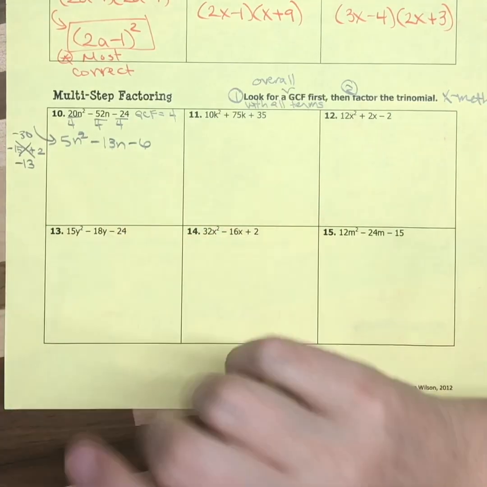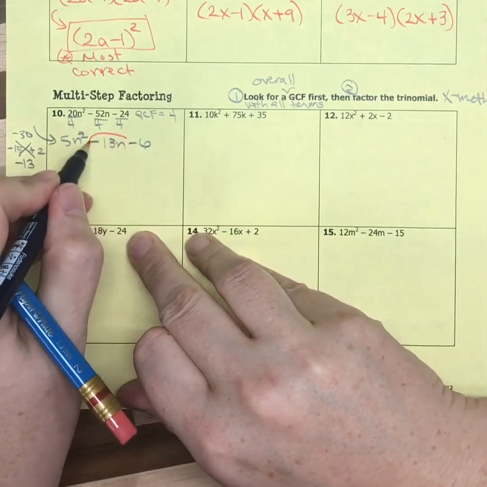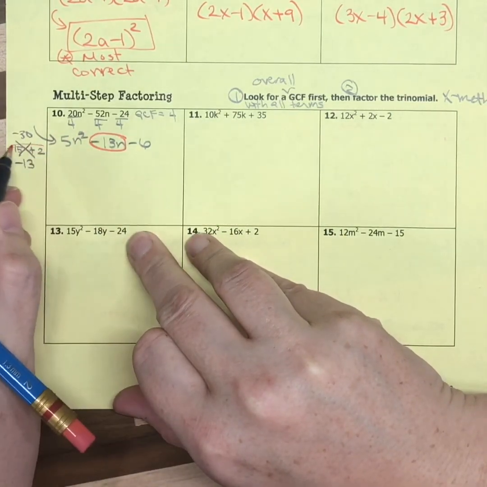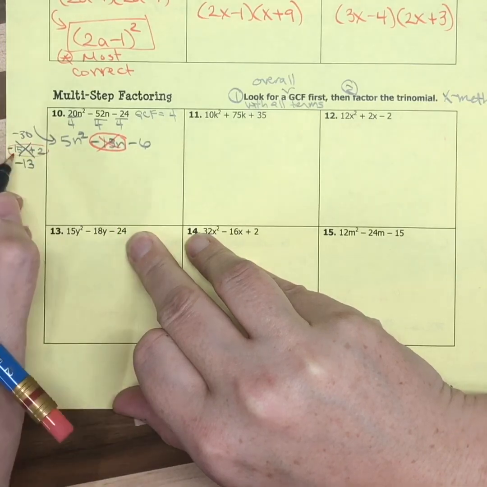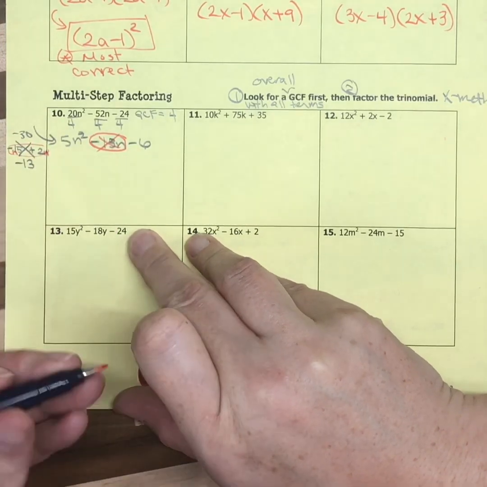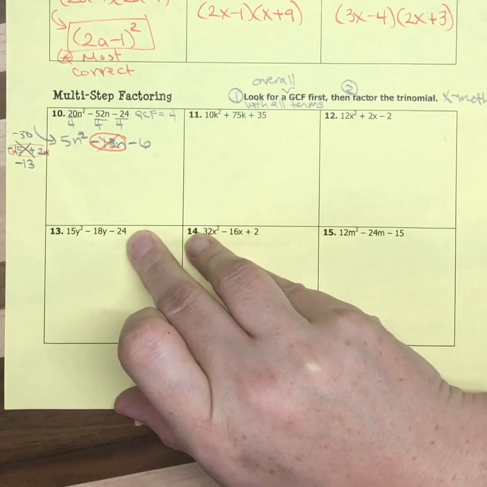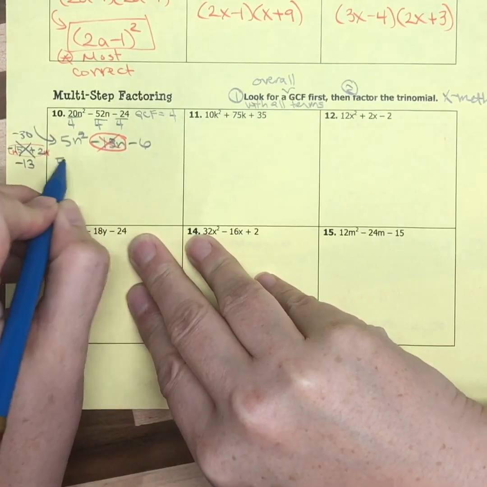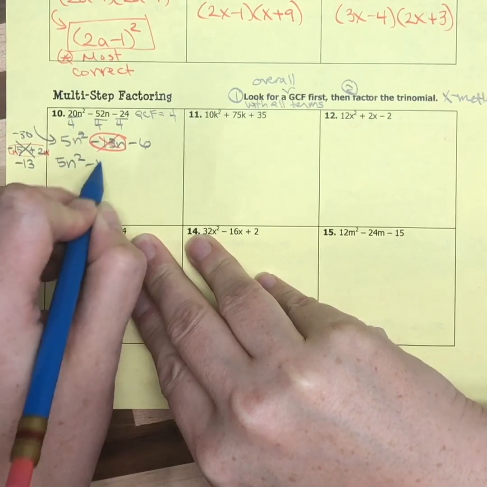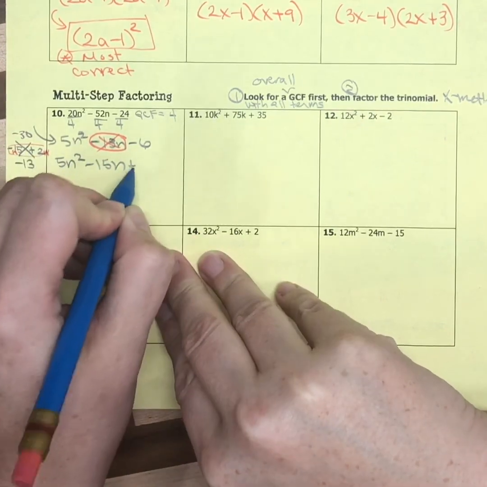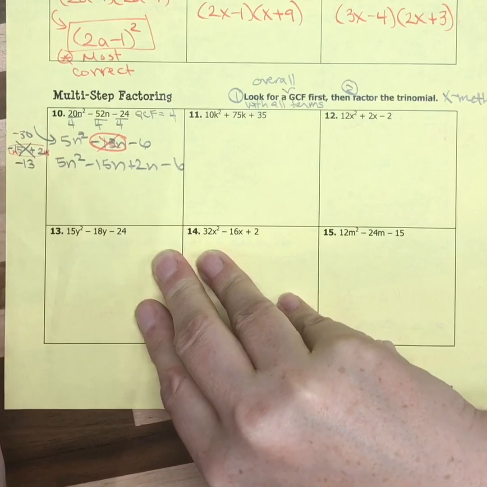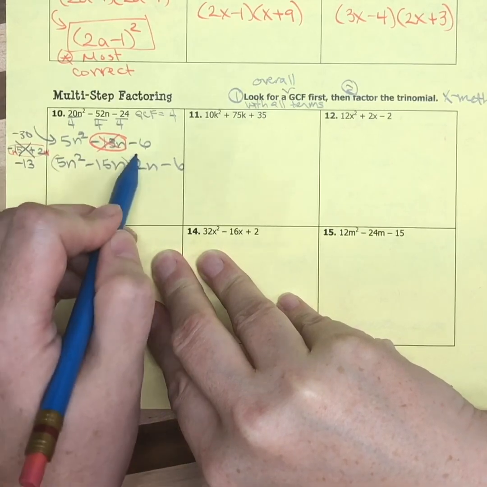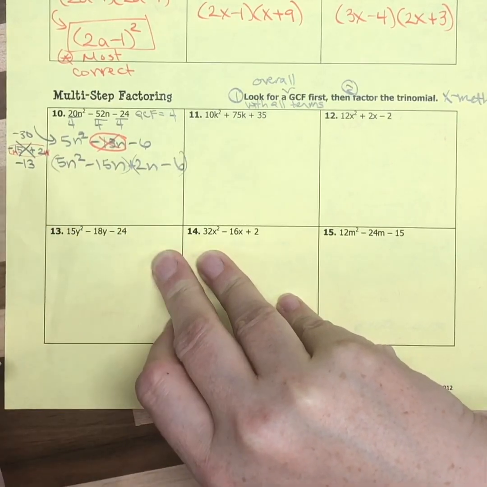Now, we know we're going to replace this with these two, so we're no longer going to use that. So these have to become n's. I just kind of squeezed that in. Didn't give myself enough room. So this trinomial becomes 5n squared minus 15n plus 2n minus 6. And we go straight into factor by grouping.